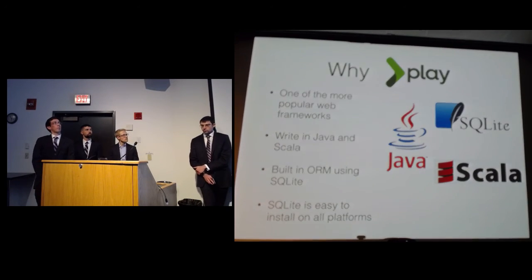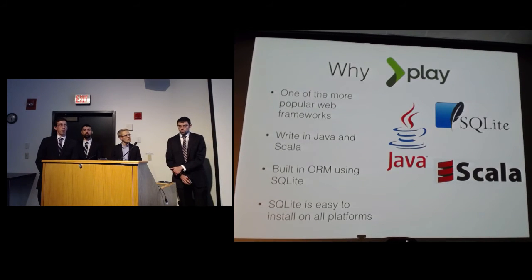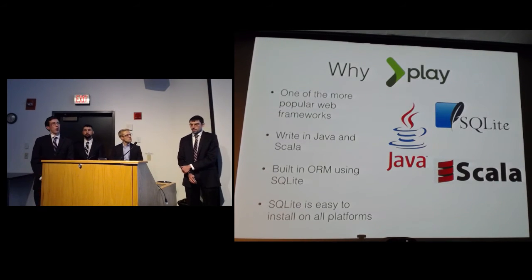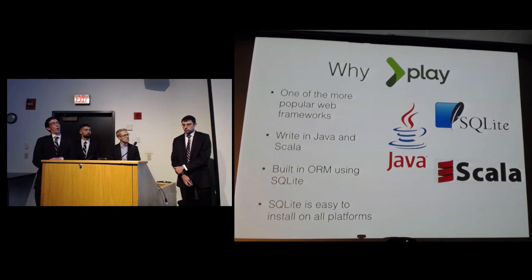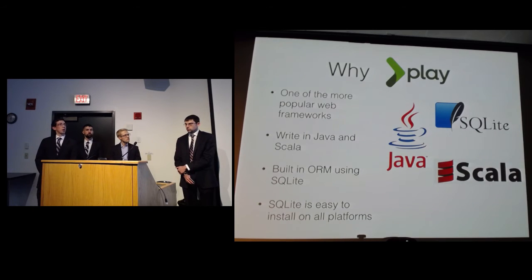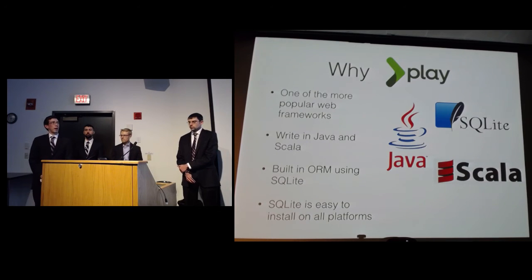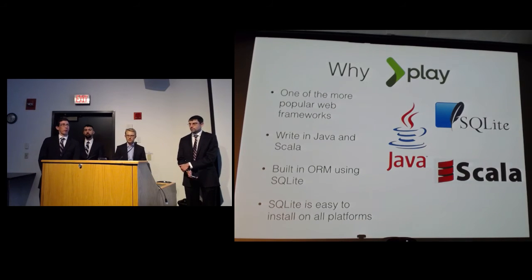So anyway, why Play? Play framework is one of the more popular web frameworks out there. It's written in Java and Scala, and we've been using that because everyone here is familiar with Java. We can all use that relatively well. We're using the ORM that's built into Play called Ebean, which we're using with a SQLite database. There's not too many concurrent users on this system, I believe 2 to 3. And so contention over the database isn't very necessary, and we didn't feel as though we needed to have a full database service running. And it's easy to install on all platforms. Of course, with a Windows server, it works fine on Windows.